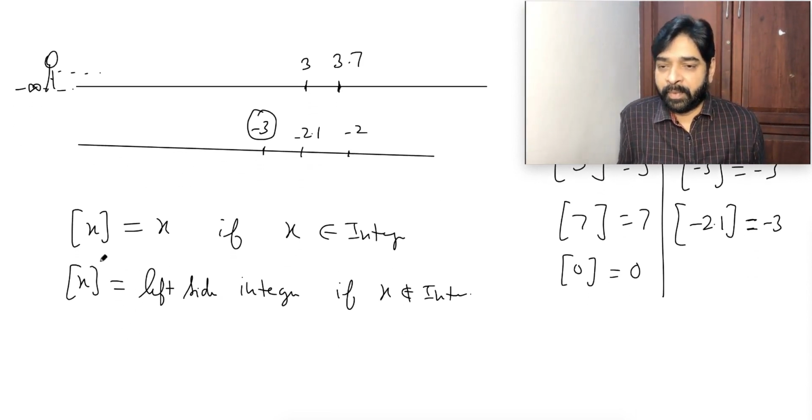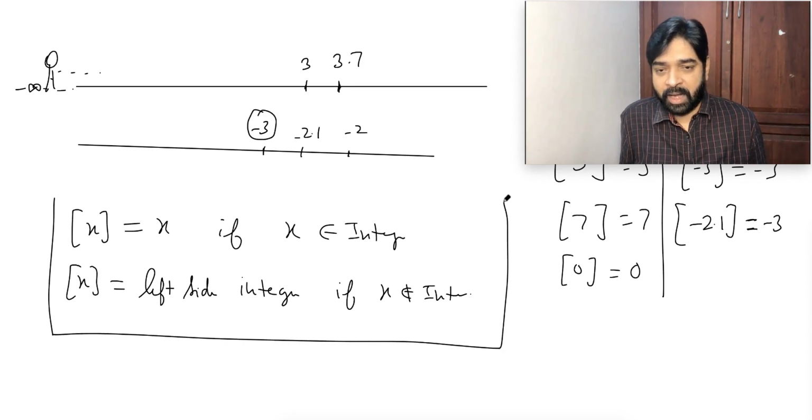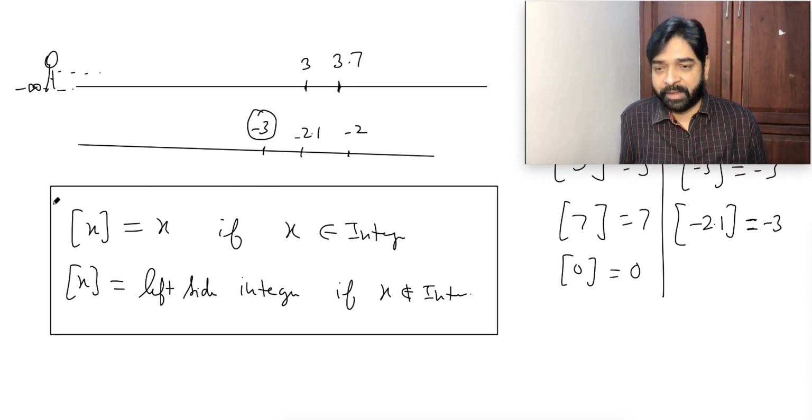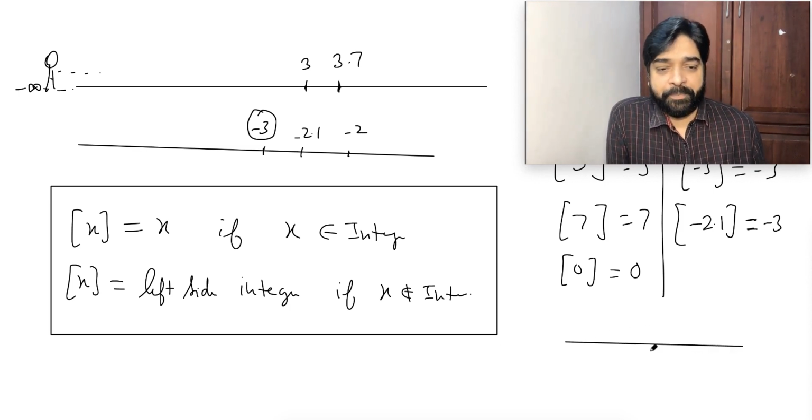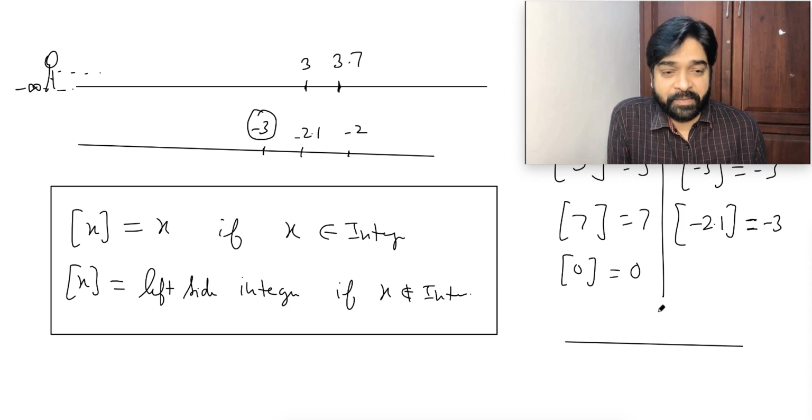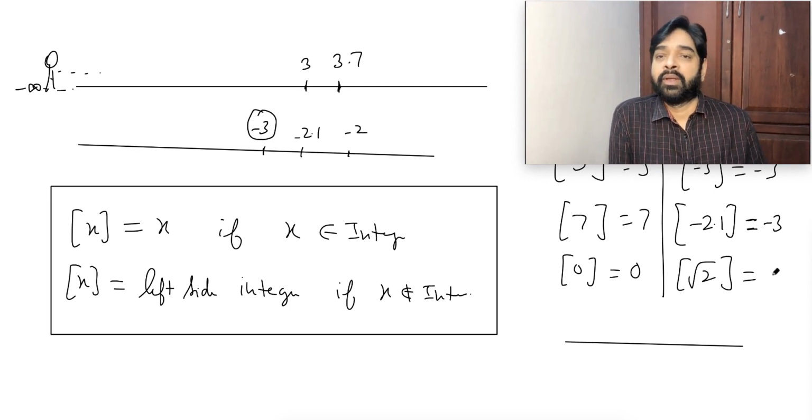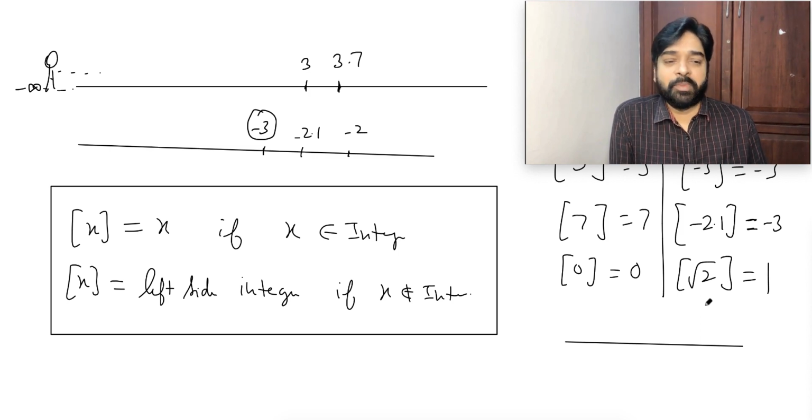So, always keep this point in mind; it will take care of everything. Suppose somebody says x value is root 2. What is the greatest integer of root 2? Root 2 is approximately 1.41 something, so this is a non-integer. Non-integer means left side integer. Before root 2, what integer will come? 1. So 1 is the answer.